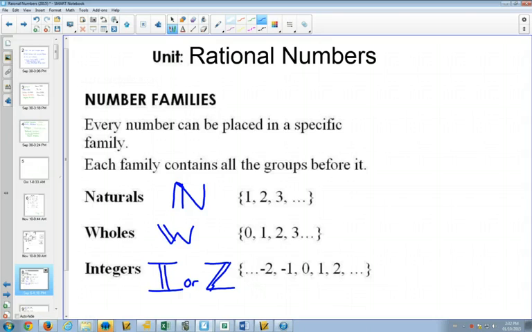And the reason it sometimes uses the letter Z is because it comes from the German word. Anybody speak German? Yes, I do. The German word Zahlen, which means number. It's a German word for number. So your integers, your positive and negative whole numbers, has that as the symbol.